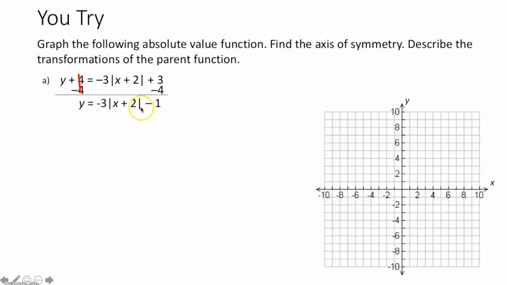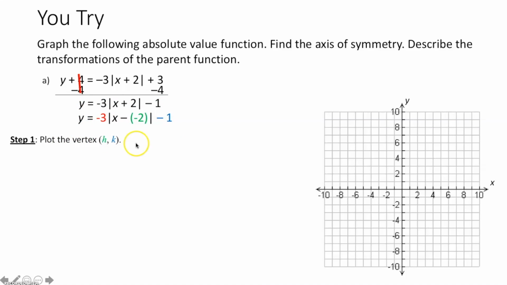Now again, this is technically in vertex form, but I want to readily see what my A, H, and K are. I can see my A is going to be -3, but in here it's x plus 2. Remember, your H value is not going to be positive 2 because this is supposed to be x minus H. So in order to be x plus 2, that means your H value would have had to have been -2. So we have it now in vertex form and we're ready to graph.